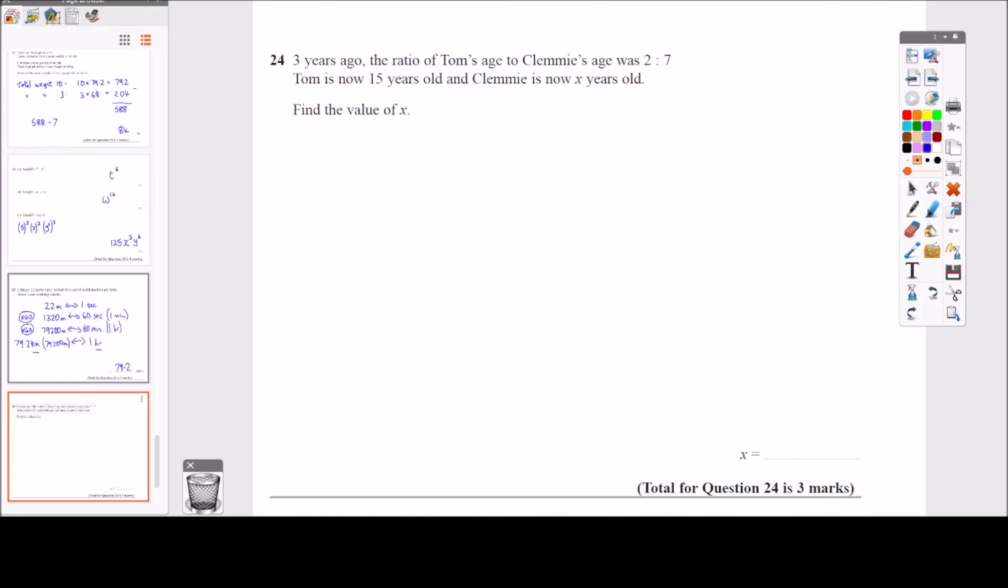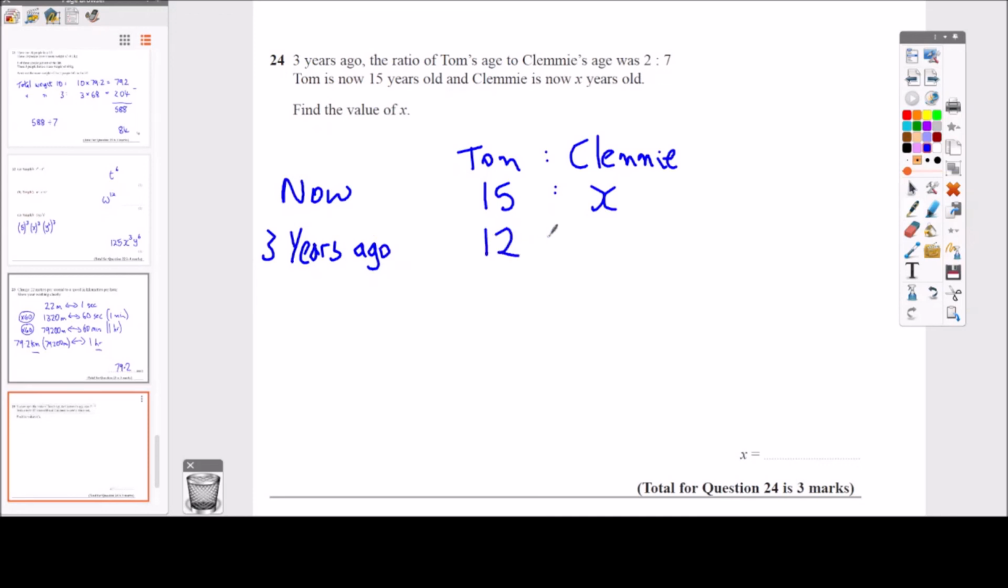Question 24. So let's go and have a think about things now. Okay, we've got Tom to Clemmy, and we're told their actual age is 15 to X. Now, 3 years ago, what would their ages have been? Well, Tom is going to be 12, and Clemmy is going to be 3 less than X, so X minus 3.